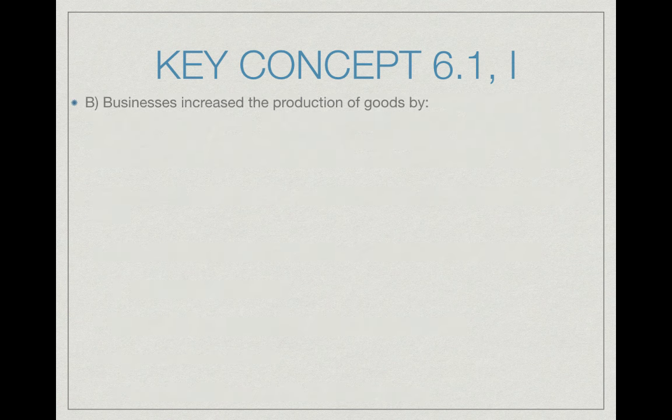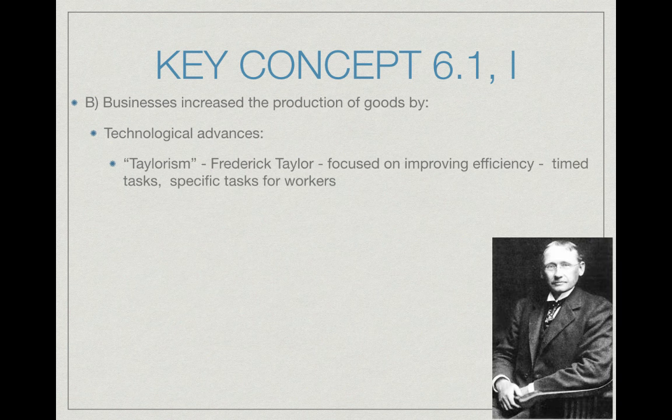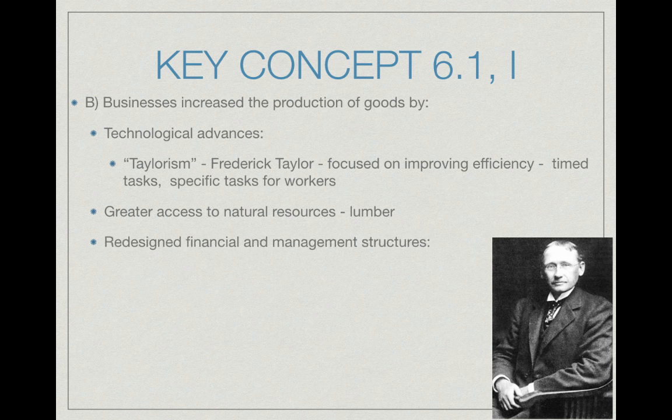So businesses increased the production of goods during this time, and they did so in several different ways. We have technological advances. A very important term you should be familiar with is Taylorism, and this was introduced by Frederick Taylor, that focused on improving efficiency. Workers would have timed tasks, and they would have specific tasks to do in a certain amount of time. We also have greater access to natural resources, specifically lumber, as I mentioned on the previous slide. And we have redesigned financial and management structures.